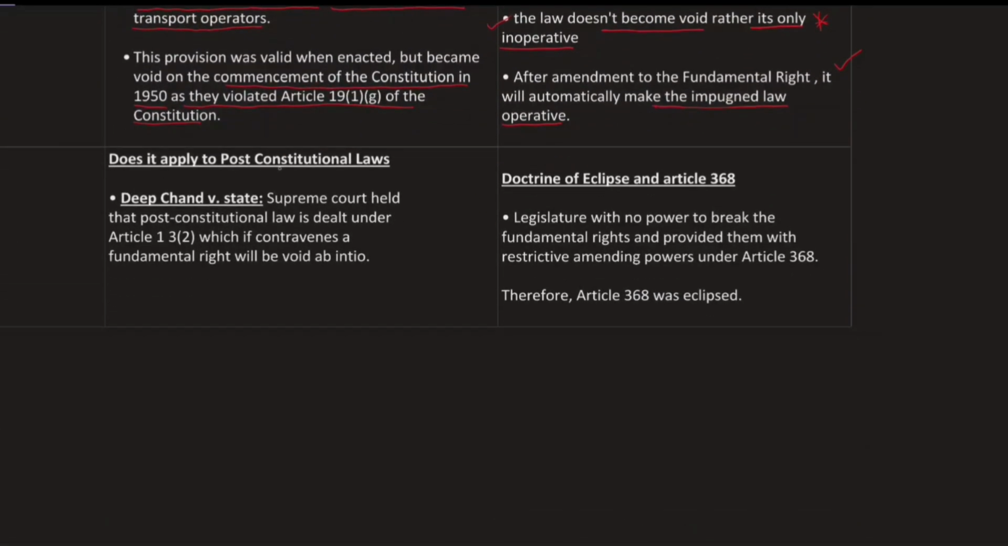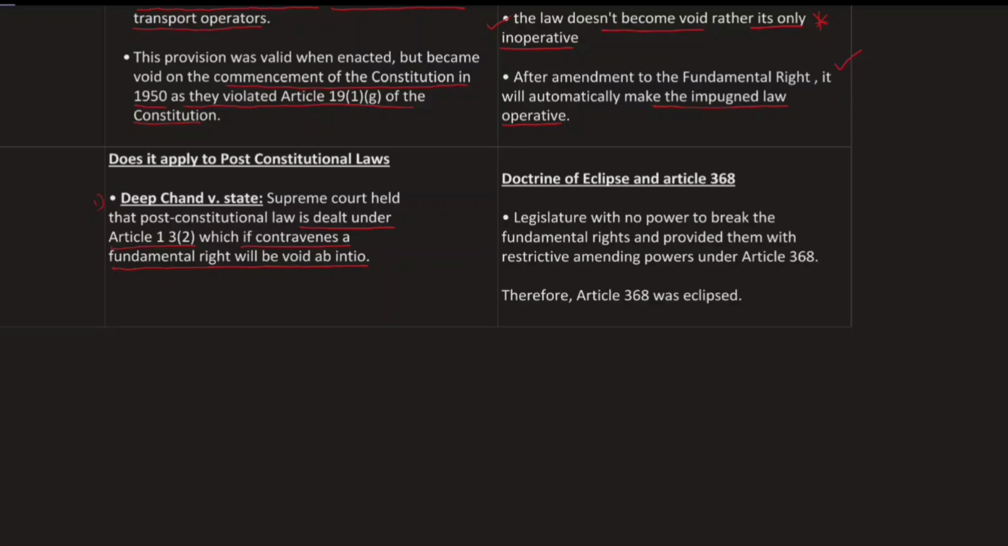Does it apply to post-constitutional laws? Deep Chand versus State. The Supreme Court held that a post-constitutional law is dealt with under Article 13(2), which, if it contravenes a fundamental right, will be void ab initio.